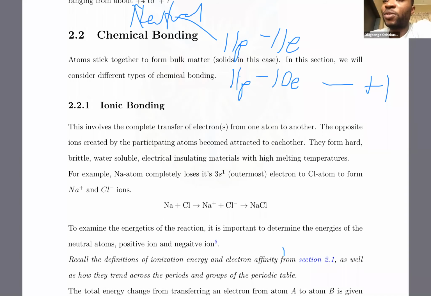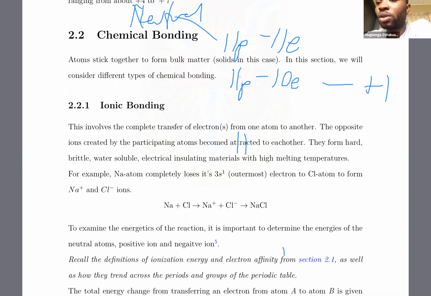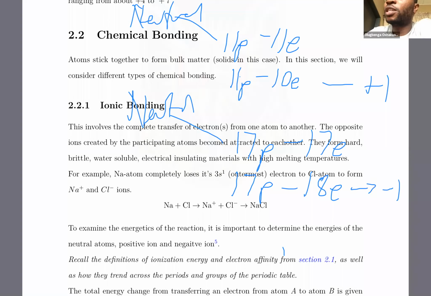Chlorine, which has 17 protons and 17 electrons, is also neutral. Then later, the chlorine collects one additional electron from sodium, and that makes 18 electrons. So 17 minus 18 is -1. So the charge of chlorine becomes -1 when it receives an electron.